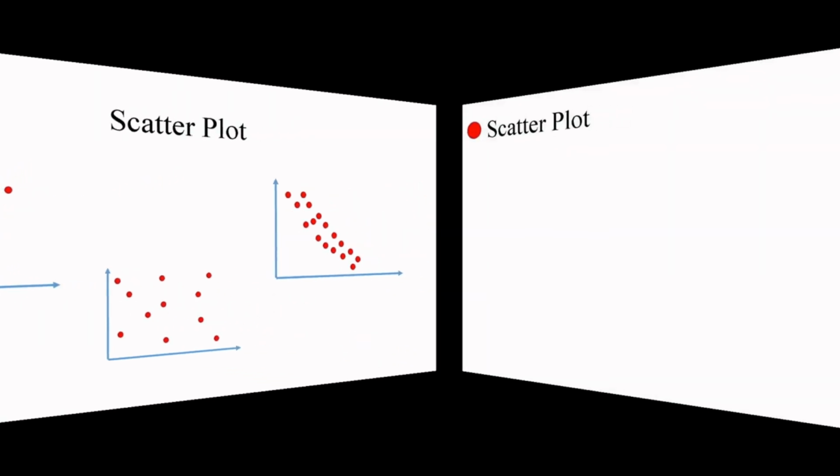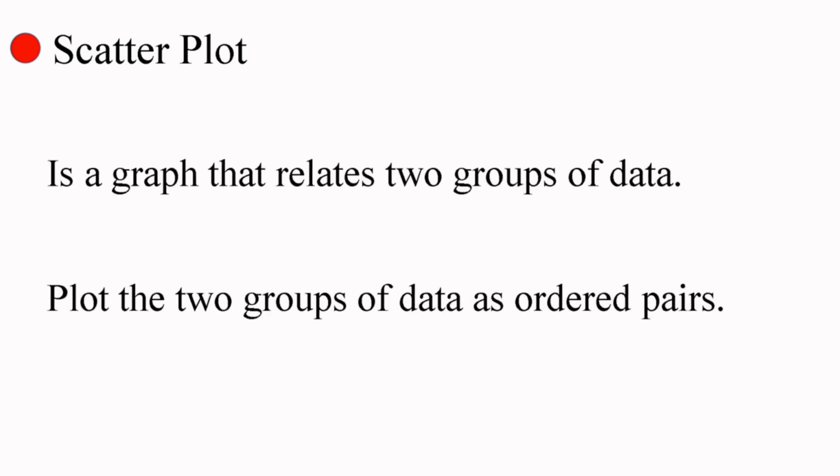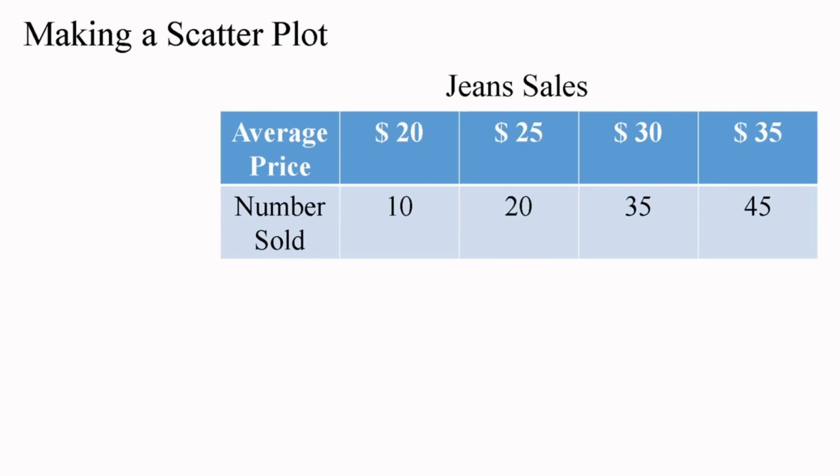Okay, let's start. What is the meaning of a scatter plot? A scatter plot is a graph that relates two groups of data. And pay attention, we must treat the two groups of data as ordered pairs. Okay, I know that this definition can be challenging. Wait for the example. We want to draw a scatter plot for the table that we have.